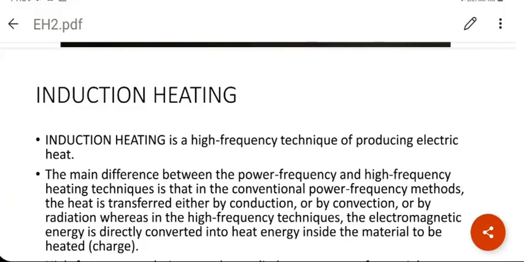You short circuit a loop of wire, a high current flows through it, and heat is generated. Those currents are known as induction currents. Now, induction heating can be done at 50 hertz also, and it can be at high frequency also. I agree, no issue with that. However, in conventional power frequency methods, the heat is transferred by conduction or by convection or by radiation, whereas in high frequency techniques, the energy is directly converted into heat energy. This is a conceptual difference.